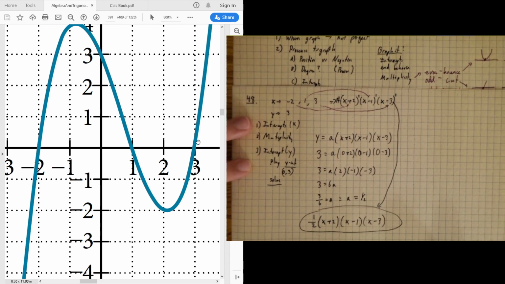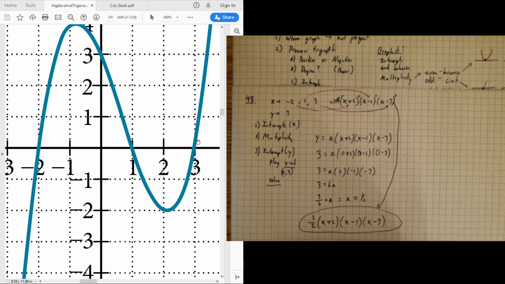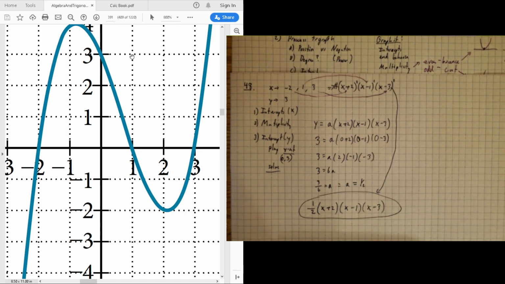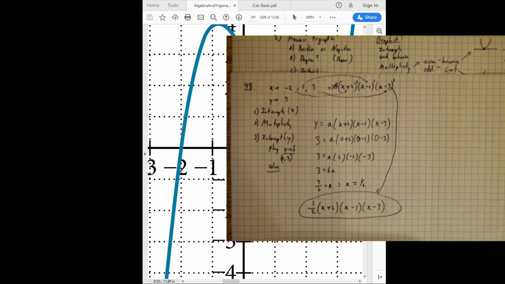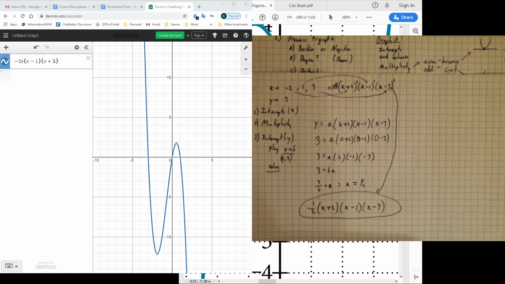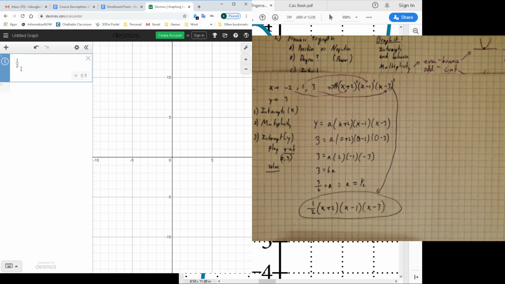Now this piece I'm going to put in my notes here. But before I do that, I am actually going to spend some time to check my result. So, this is what I want it to look like. Let's see if that actually matches. So I'm going to pull this a little to the side. Okay, let's pull up my other window. There we go. Okay, what I get here, I got 1/2 times x plus 2 times x minus 1 times x minus 3.